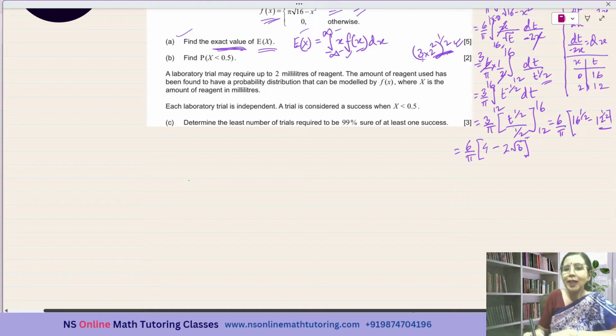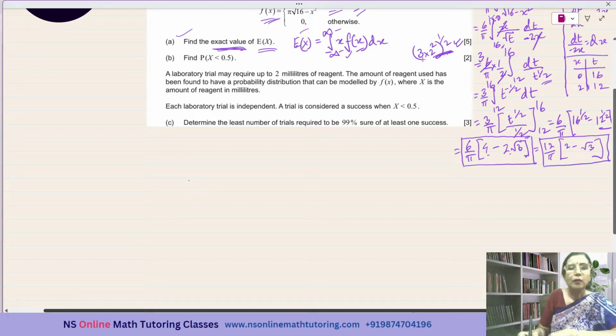So this is the exact value of the expected value of x, or the mean value of x. Okay. You can, if you want, take out one of the 2's, and this can be written as 6 times 2 equal to 12 over pi, and this will be 2 minus root 3. You can write this also as the final answer. Okay. Fine. So we have solved subpart A. Coming to subpart B.